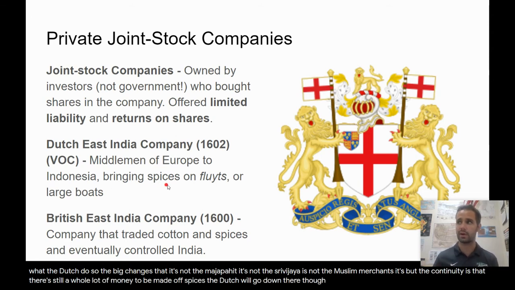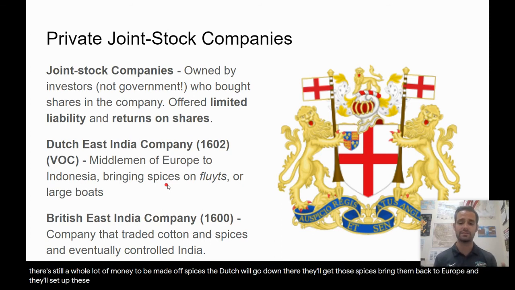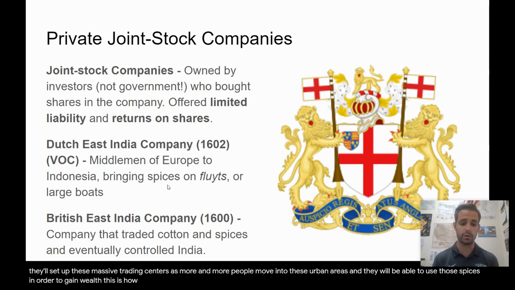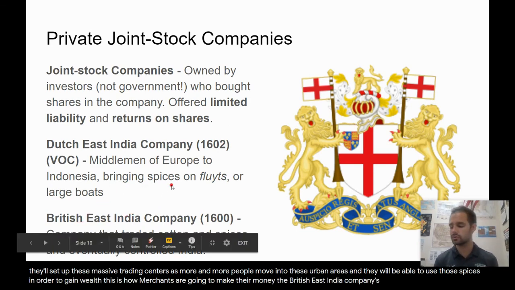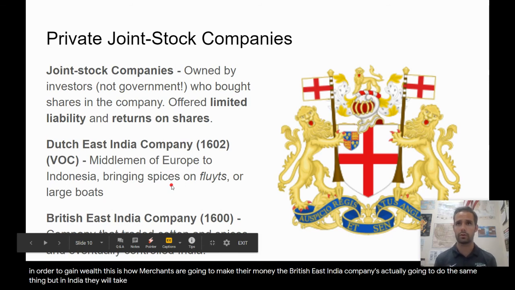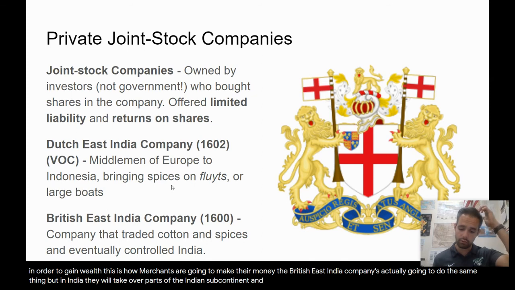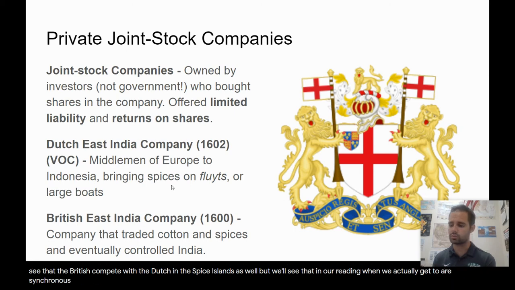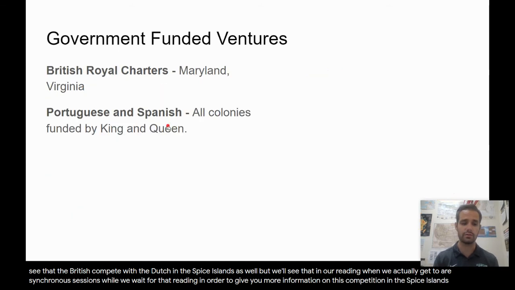The Dutch will go down there, get those spices, bring them back to Europe, and set up massive trading centers as more and more people move into these urban areas, and they will use those spices to gain wealth. This is how merchants are going to make their money. The British East India Company is going to do the same thing, but in India. They will take over parts of the Indian subcontinent and the cotton production there, and make sure to benefit from that. So cotton and spices. We'll also see that the British compete with the Dutch in the Spice Islands as well. But we'll see that in our reading when we get to our synchronous session. So I'll wait for that reading to give you more information on this competition in the Spice Islands between the Dutch and the British.